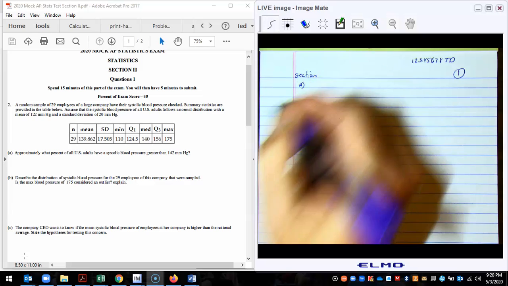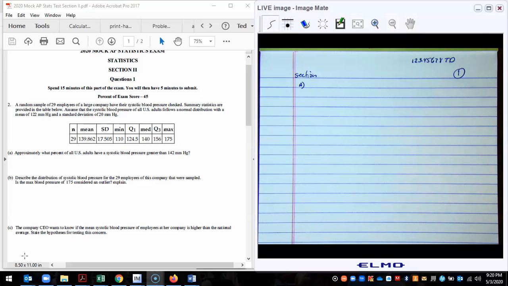This is going to be problem A. So if I read that question: a random sample of 29 employees at a large company have their systolic blood pressure checked. Summary statistics are provided in the table below. Assume that the systolic blood pressure of all U.S. adults follows a normal distribution with a mean of 122 millimeters of mercury and a standard deviation of 20 millimeters of mercury. Approximately what percent of all U.S. adults have a systolic blood pressure greater than 142?